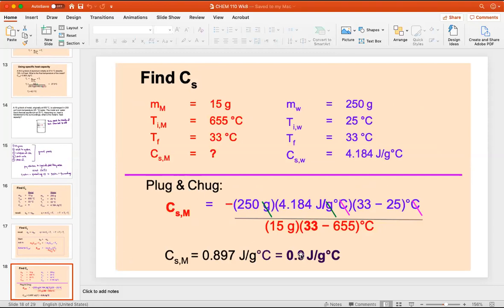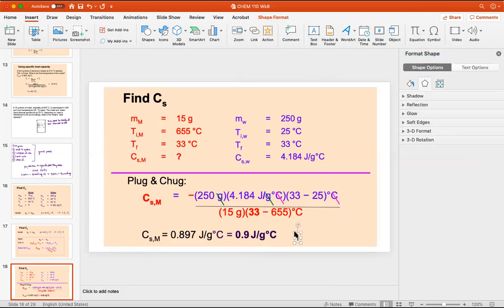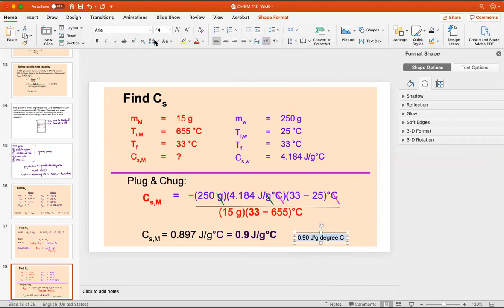And again, because I'm paying attention to significant figures, I want to make sure that the answer that I'm including should be 0.90 joules per gram degrees Celsius. And that's going to be really important because we want to make sure we're using the correct number of sig figs as our final answer.